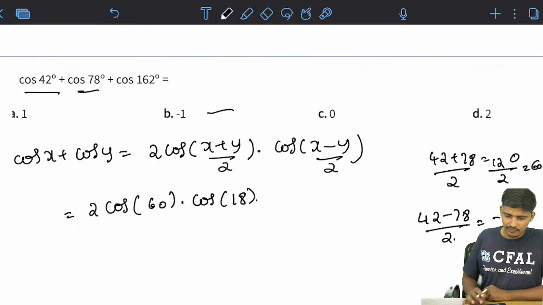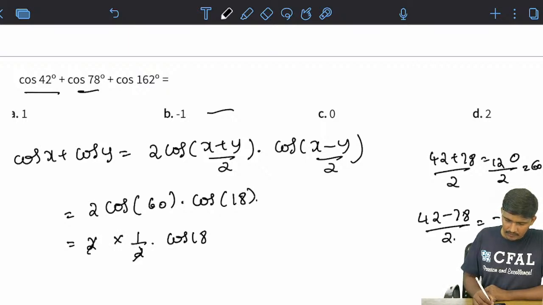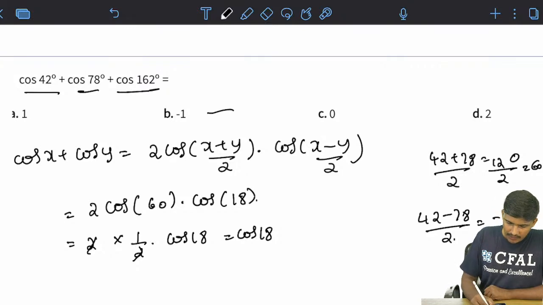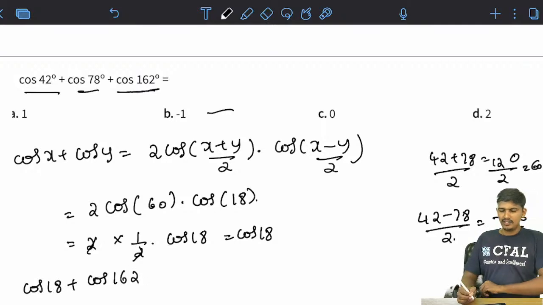So cos 42 plus cos 78 is 2 into cos 60, which we know is 1 by 2, into cos 18. So this is equal to cos 18. Now we need to add the remaining term also, so we will add cos 18 with cos 162. So what is cos 162?